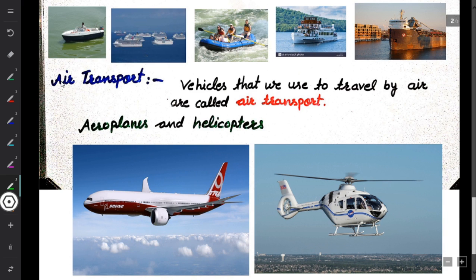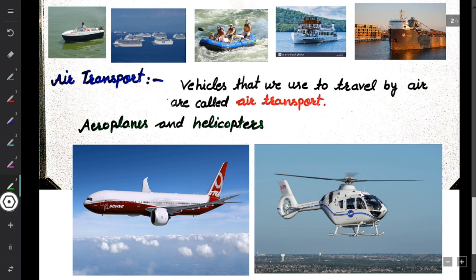Now, air transport. Vehicles that we use to travel by air are called air transport, like aeroplane and helicopter. These are the two means of air transport. Air transport is the fastest and most expensive means of transport.